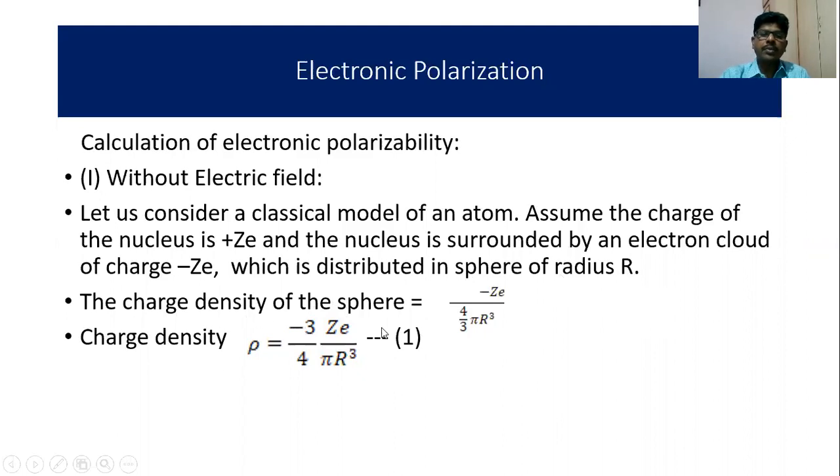The charge density of the sphere is equal to charge by volume. Charge is minus Ze of the electron cloud. Volume of the sphere is 4 by 3 pi r cube, from which we get charge density rho is equal to minus 3 by 4 Ze by pi r cube. Keep it as expression number 1.